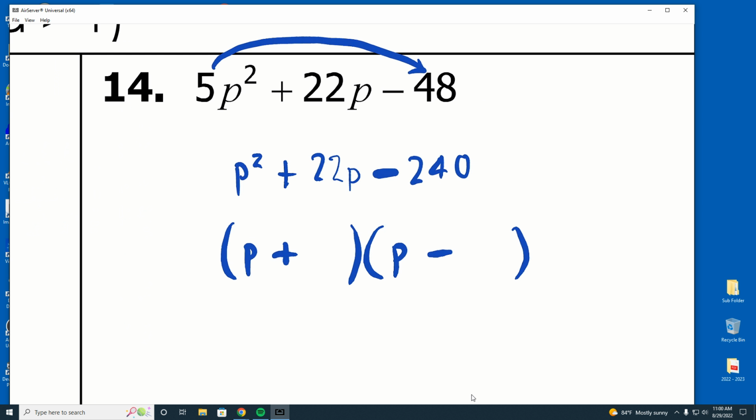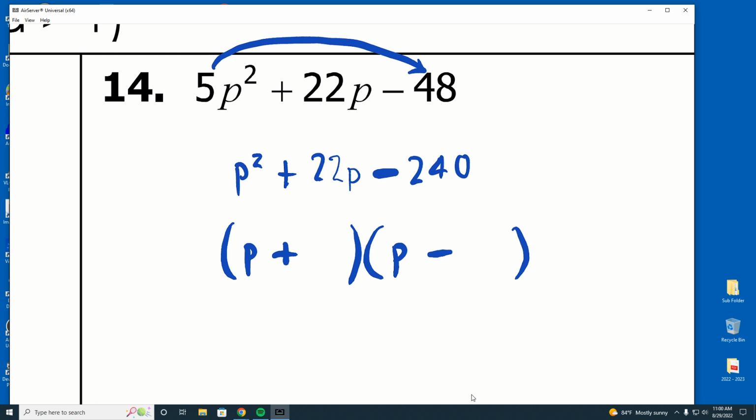240 divided by 7 doesn't work. 240 divided by 8 is 30. What's the difference between 8 and 30? 22. It has to be 8 and 30. It doesn't take that long, even when your numbers are big. You're just grabbing your calculator and you're dividing.